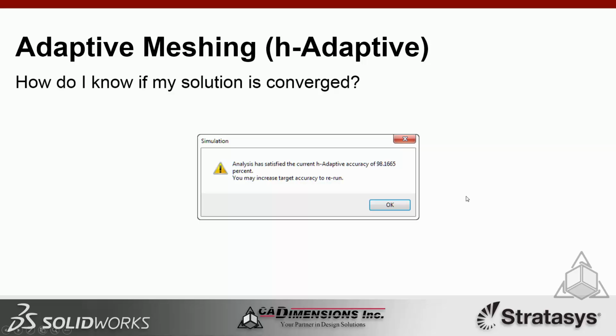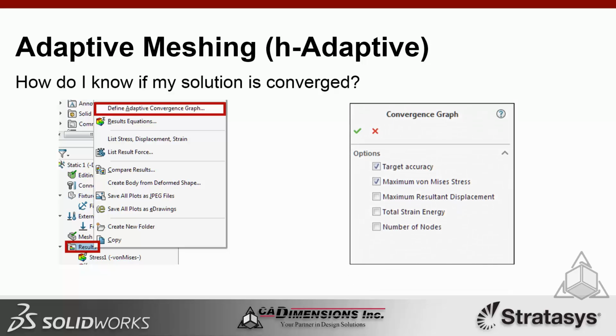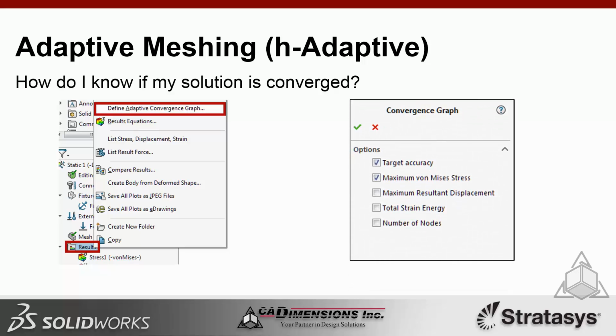Once your adaptive study has completed, whether it's converged or not, you can right-click on the results folder in your simulation tree and select Define Adaptive Convergence Graph. This will bring up the property manager, allowing you to plot everything from the actual accuracy it was calculating per run to the number of nodes. Remember, high-quality elements have 10 nodes each, so the more elements you add, the number of nodes can exponentially increase.